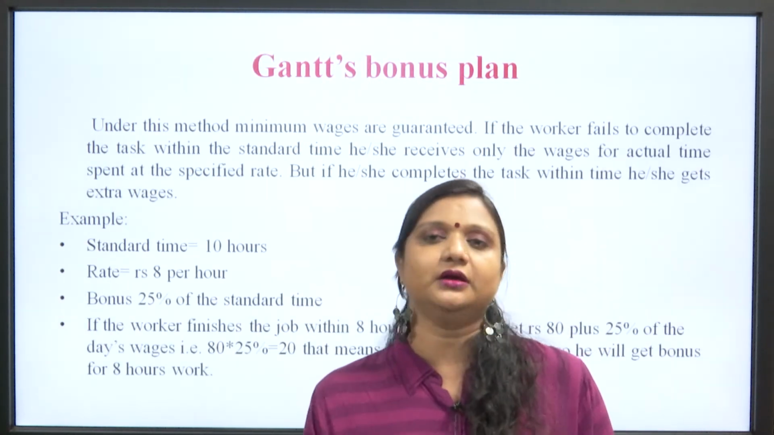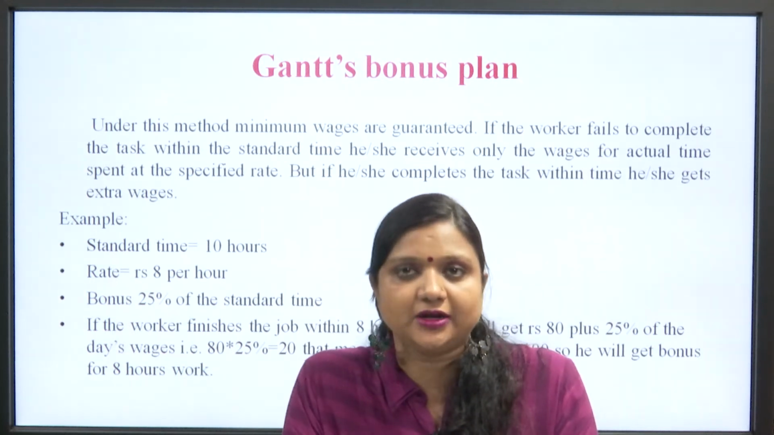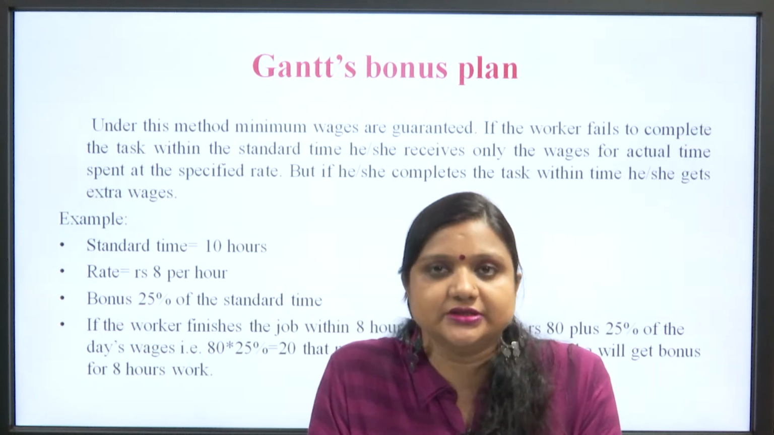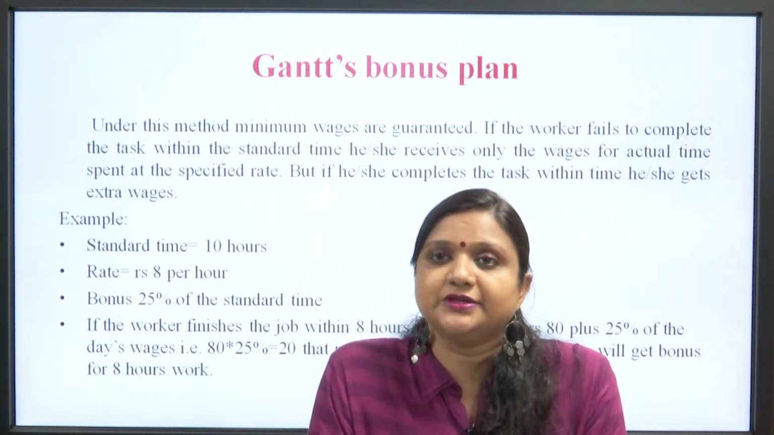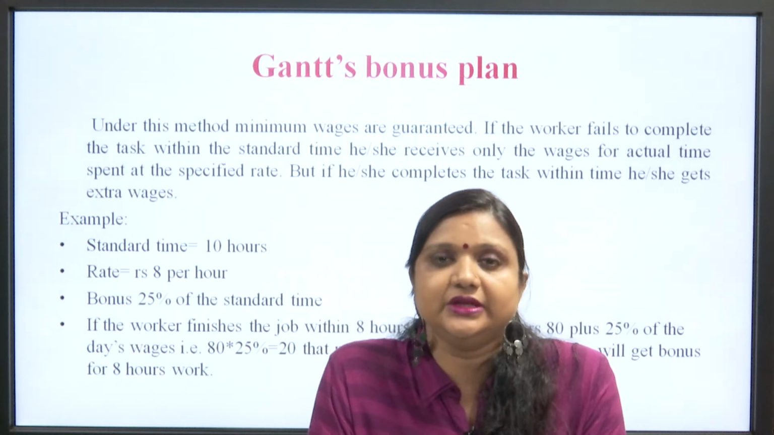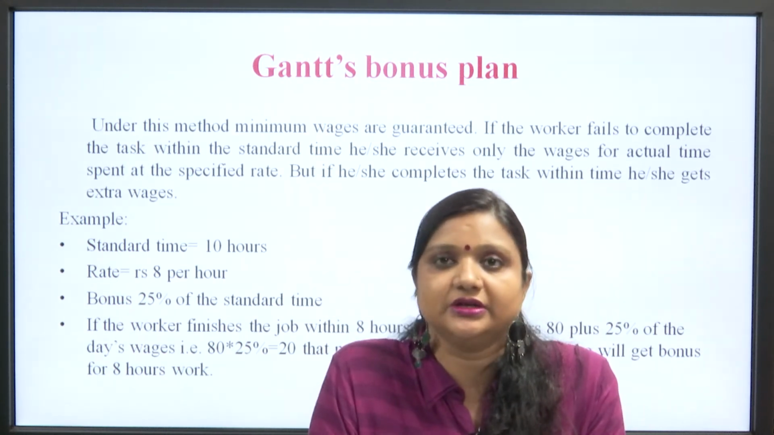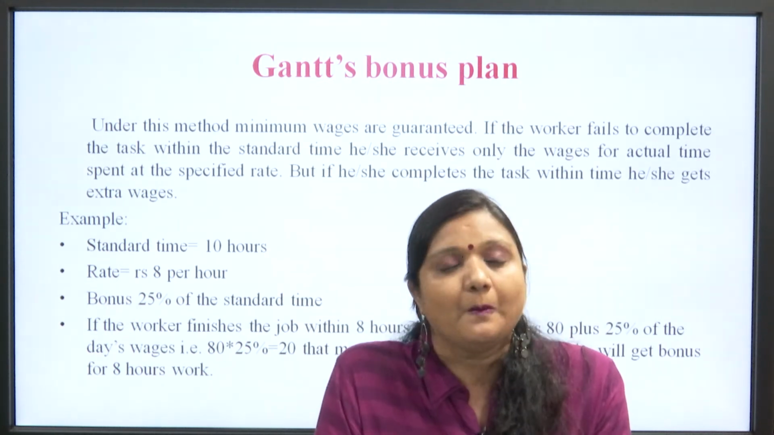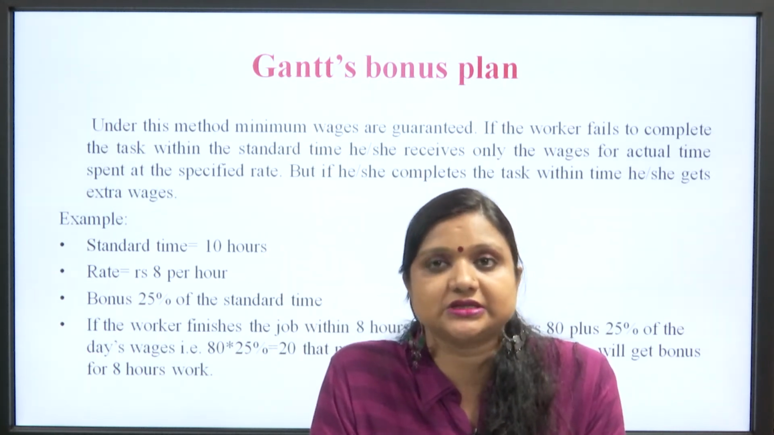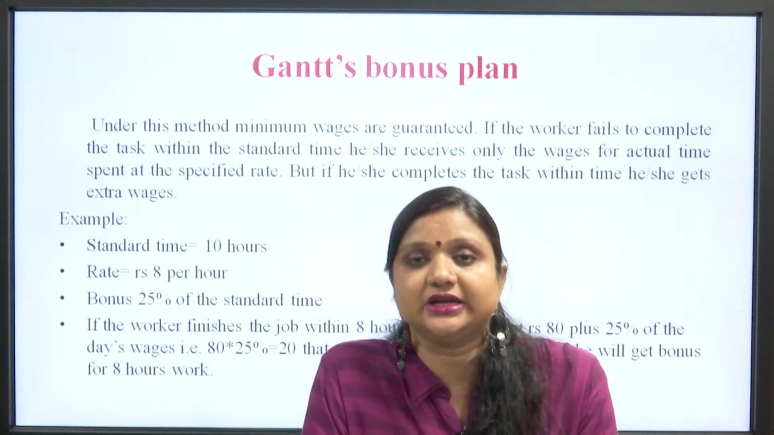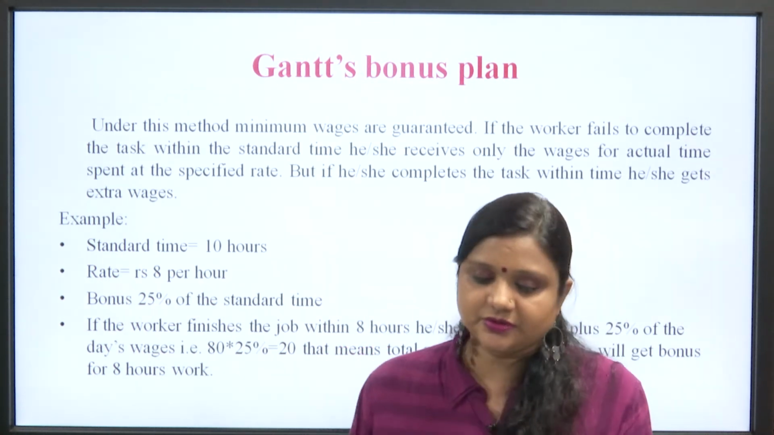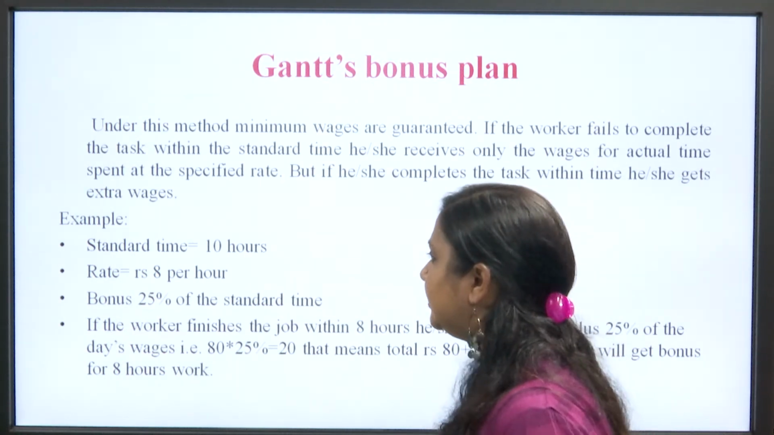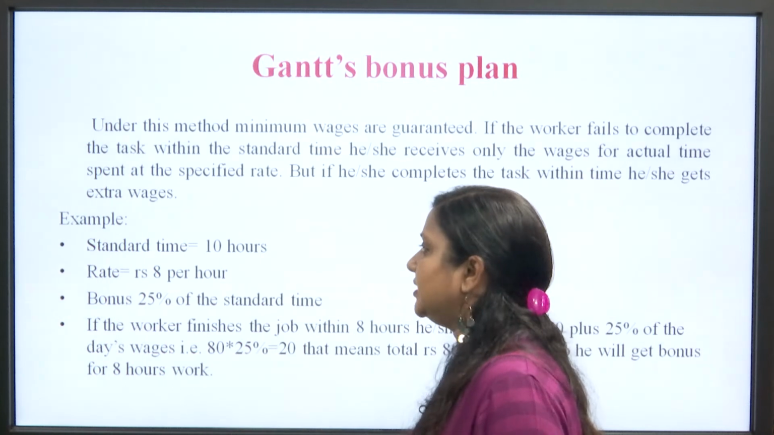The next plan based on production is the Gantt bonus plan. Under this method, minimum wages are guaranteed. If the worker fails to complete the task within the standard time, he or she receives only the wages for the actual time spent at the specified rate. But if he or she completes the task within time, he or she gets extra wages. So, how is this done by the human resource manager or the organization? For understanding, I have taken an example.